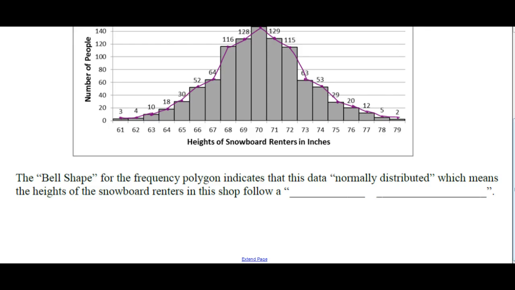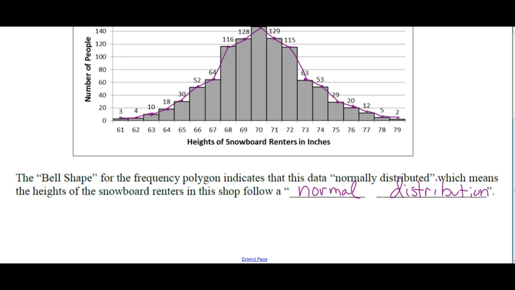And we're going to go through what that all means. It means that the heights of the snowboard renters in this shop follow a normal distribution. It's called the normal distribution, and there's a lot of data that we collect which follows this normal distribution.